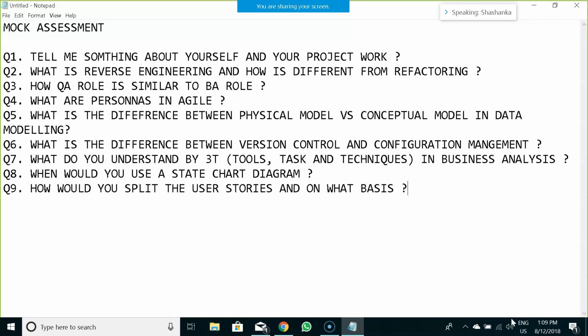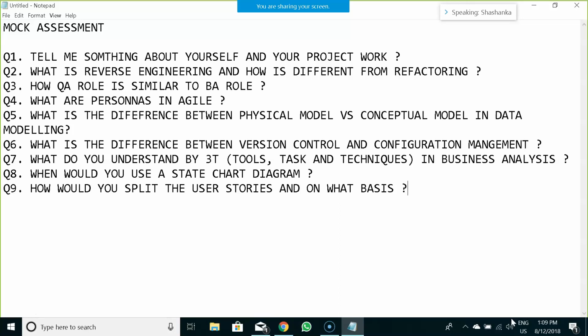If I split the user stories, user stories are supposed to be concise and as small as possible. While splitting the user stories, I'll make sure that I don't miss out any of the content, any of the user stories, and that none of the requirements are missed out when splitting.